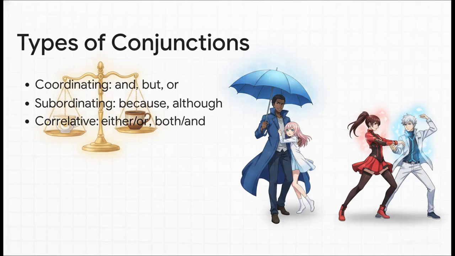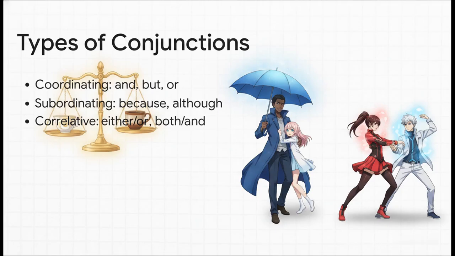There's a clear division of labor here with 3 main types. Coordinating conjunctions, like and, but, and or, join 2 perfectly equal parts of a sentence. For example, I like tea and coffee. Then we have subordinating conjunctions, like because or although. These attach a dependent, weaker clause to an independent one, like I stayed home because it was raining.